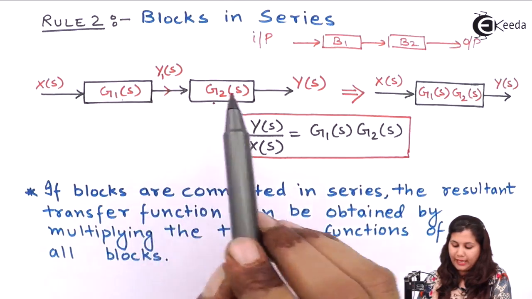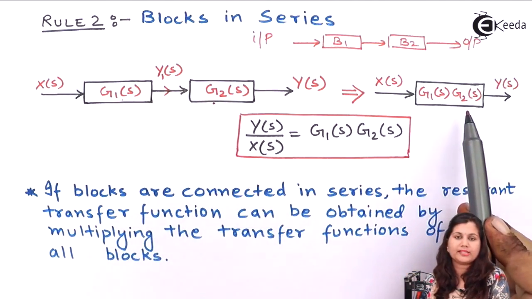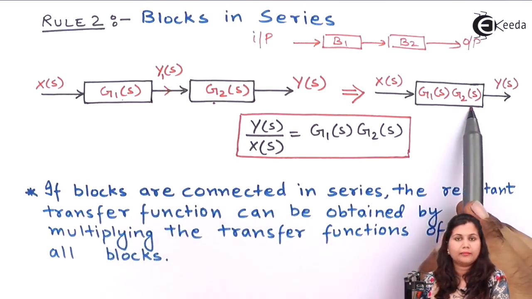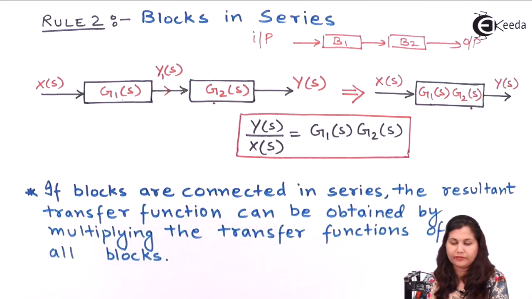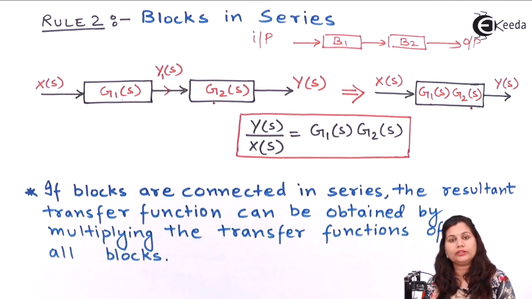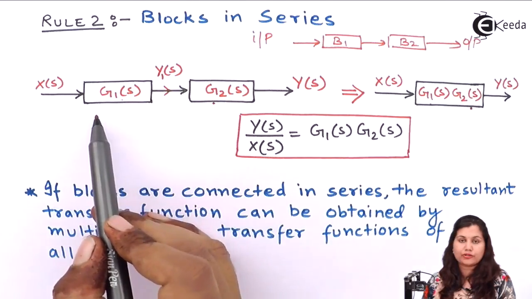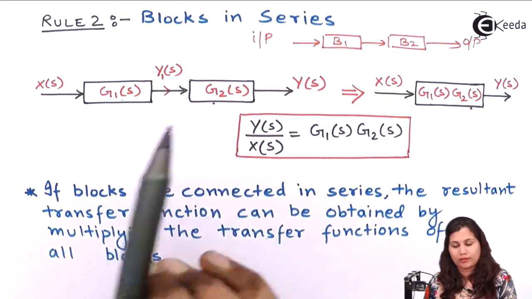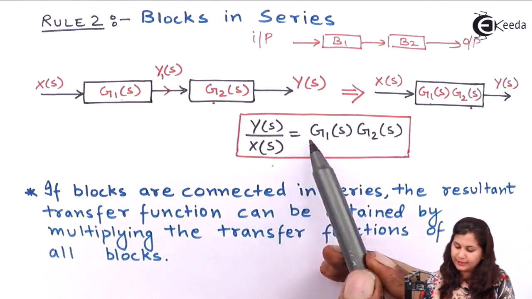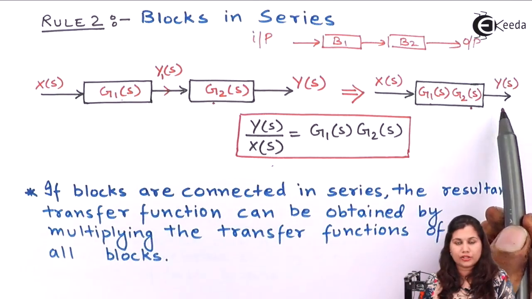Now if we draw the equivalent diagram, we can multiply the transfer functions of these two blocks. So these two blocks can be replaced by a single block having the transfer function G1(s) multiplied with G2(s). Whenever we encounter two or more blocks connected in series with each other, we can replace them with a single block having the transfer function as the multiplication of the individual transfer functions of the blocks. So Y(s) by X(s) is equal to G1(s) G2(s).